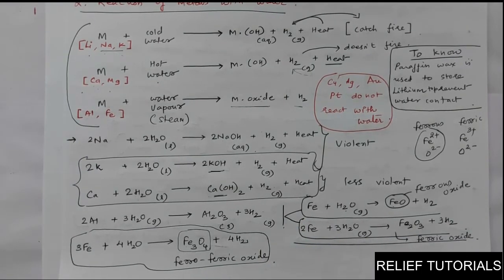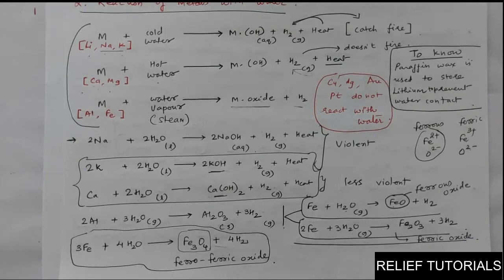Now question number 3. Samples of 4 metals A, B, C and D. Look at the textbook page number 46. Everybody please. Let me show you here also.